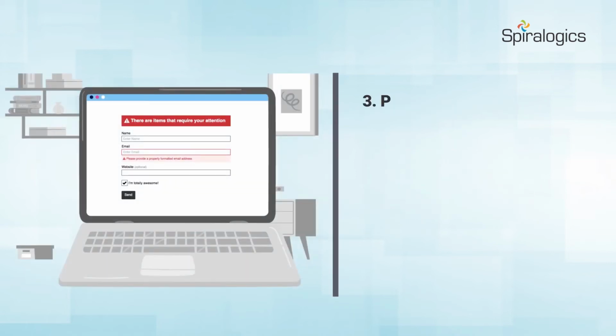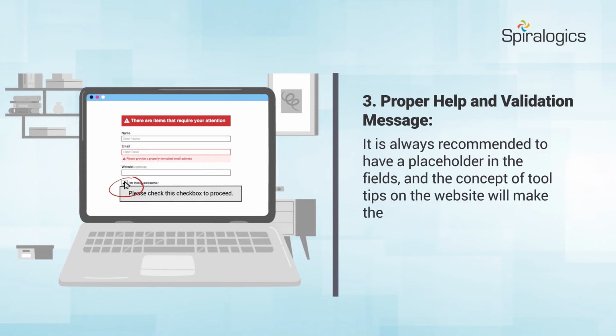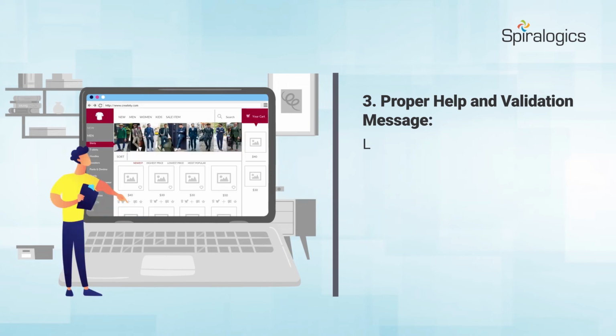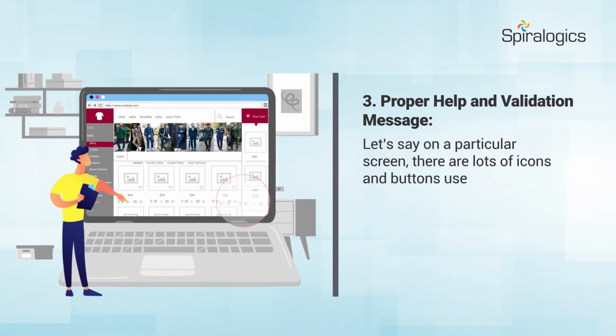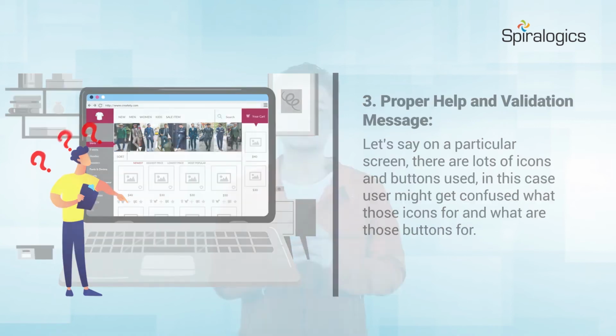The third one, proper help and validation messages. It is always recommended to have placeholders in the fields, and tooltips on the website will make the application more user friendly. Let's say on a particular screen, there are lots of icons and buttons used. In this case, the user might get confused about what those icons and buttons are for. Similarly, proper validation messages should be displayed when the user enters wrong data. Also, adding a placeholder to the field's name makes the user experience better.